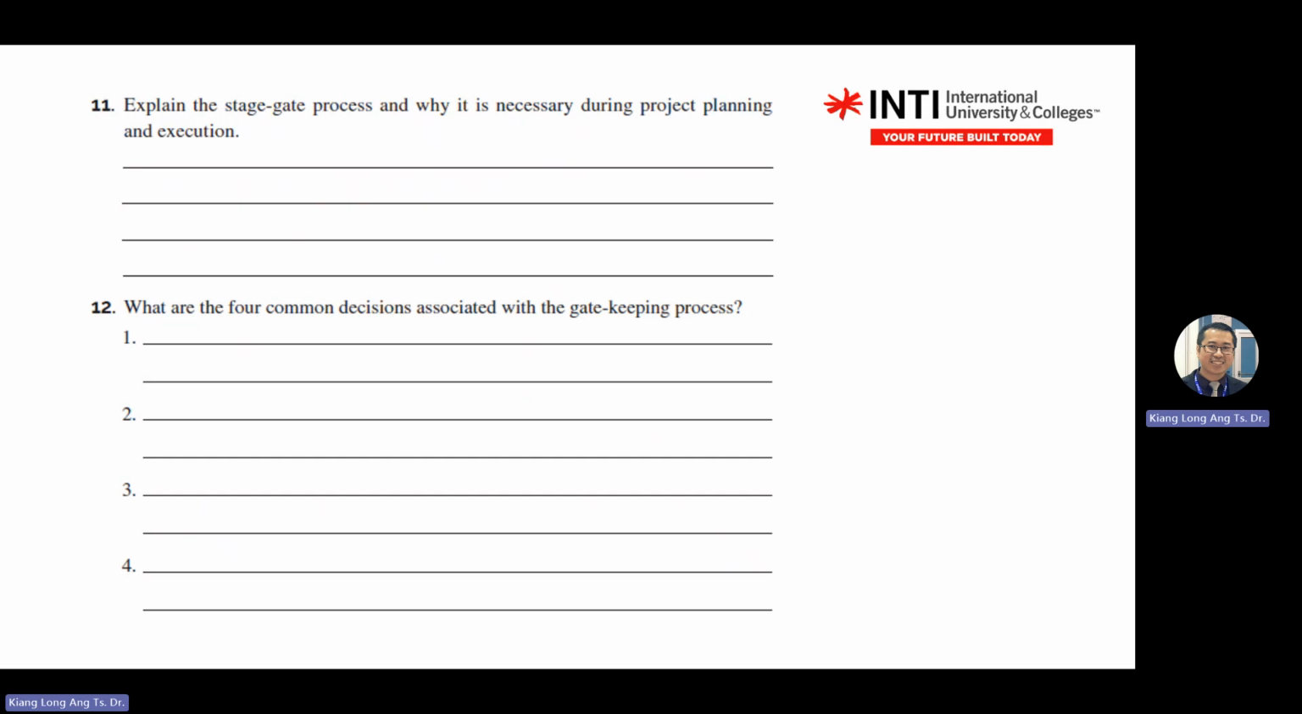Explain this one stage gate process that I drew just now on the whiteboard. Why is it necessary during project planning and execution? This one has a lengthy chapter on it. Go and read. This one is just a summary of it.